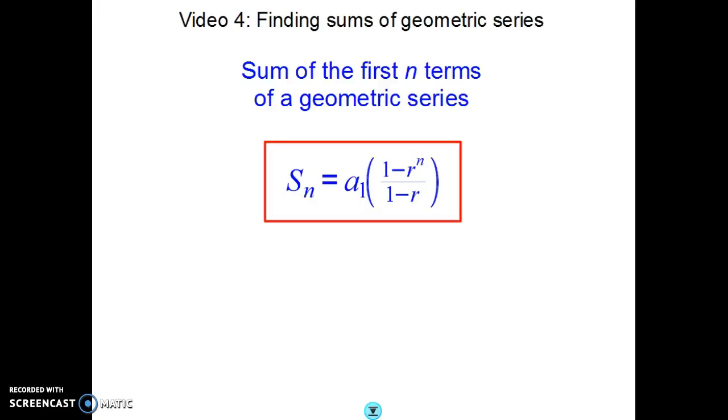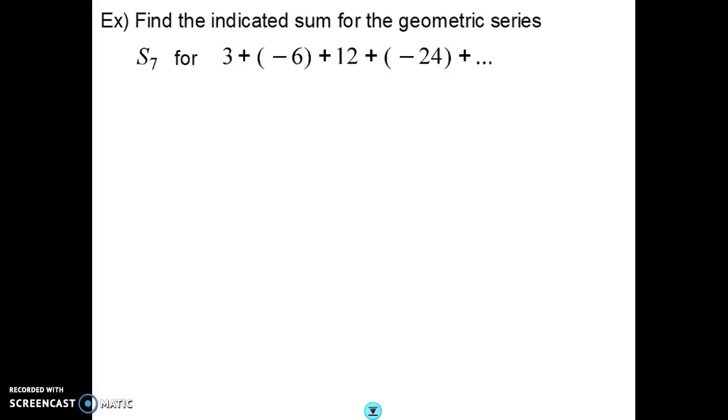Now, you'll notice we need a couple of pieces of information here in order to fill this in. Specifically, we're going to need to know what our first term is, and we're going to need to know what the common ratio r is. So let's look at an example.